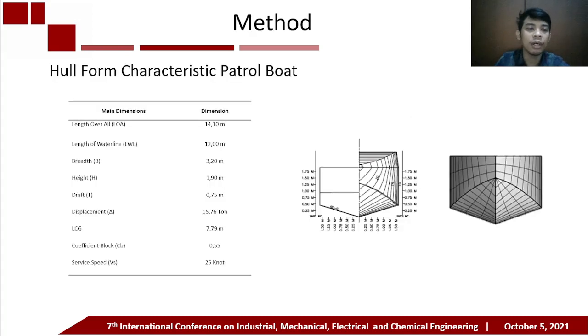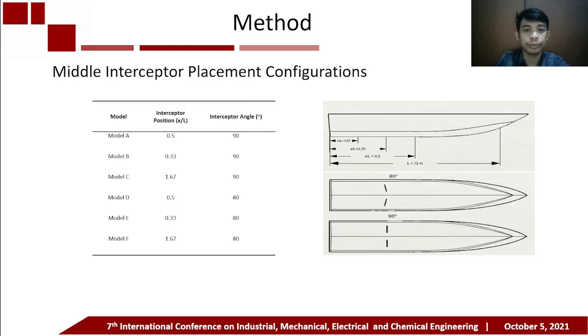Next is the method: hull form characteristic of the patrol boat. This is the main dimension of the patrol boat, and this picture shows the body plan of the patrol boat. Next is the middle interceptor placement configuration. During this study, we use 3 position variations of the interceptor and 2 angle positions. The total is 6 model variations. The placement of the interceptor is shown in this picture.